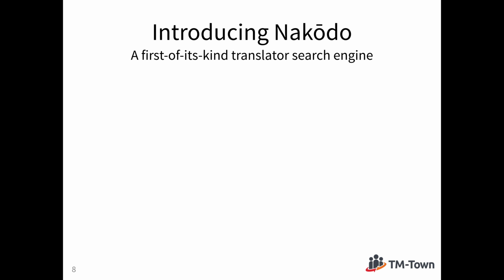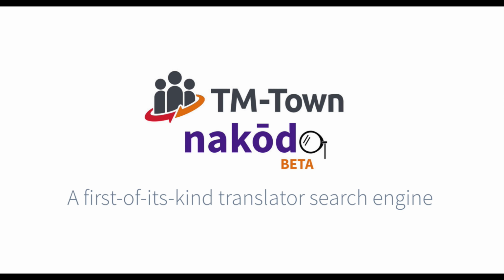Why did I call it Nakodo? Well, Nakodo is a Japanese word meaning matchmaker. I like this name, as you'll see Nakodo's goal is to match clients in need of translation with the best potential translators for the job. So how does that work? Let's watch a short demo video and I'll explain as we watch.